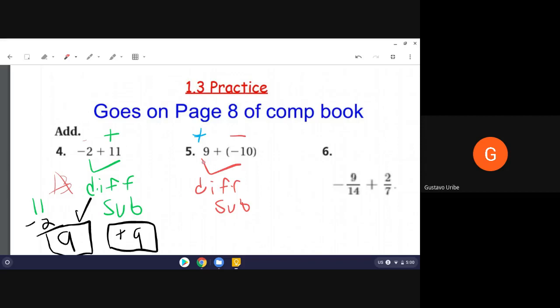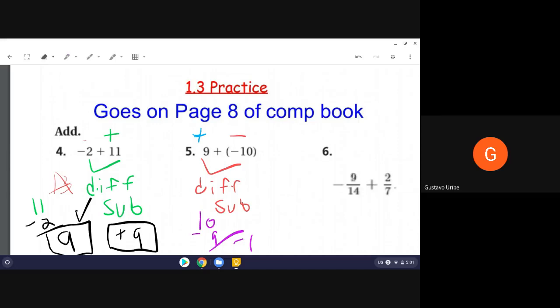Well, let's see. Let's go ahead and switch color. Let's do 10 minus 9. Again, this is something we've been doing since elementary school. Use your fingers if you need to. 10 minus 9 is just a 1. And now I have to keep the sign of the bigger number whenever I subtract. So the bigger number is 10. The 10 is negative, so my answer is a negative 1.